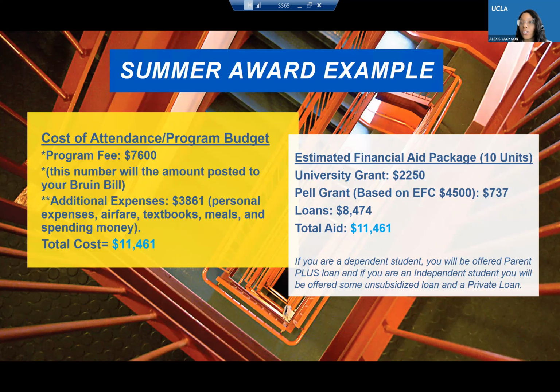When looking at the estimated financial aid package for 10 units based on the program, John is going to be eligible for $2,250 in university grant funding. Based on his EFC, he's going to be eligible for the Pell Grant for $737. And his remaining cost of attendance will be met with loans for $8,474, for a total aid package of $11,461, which is up to the program's cost of attendance.